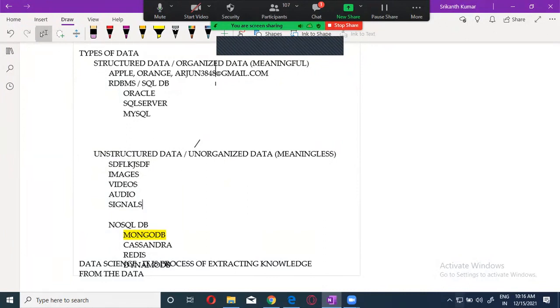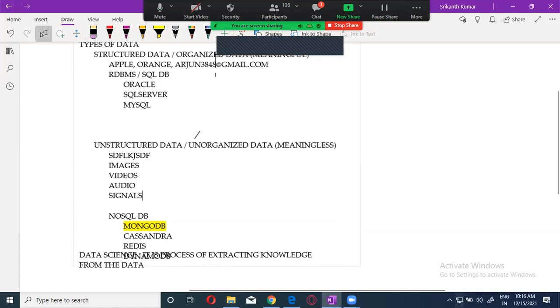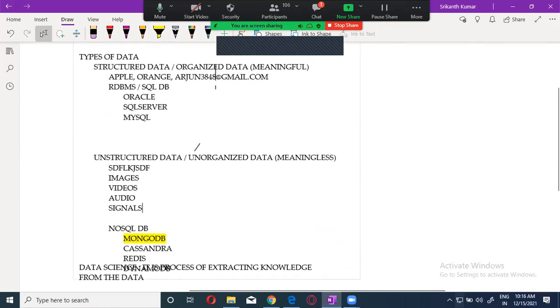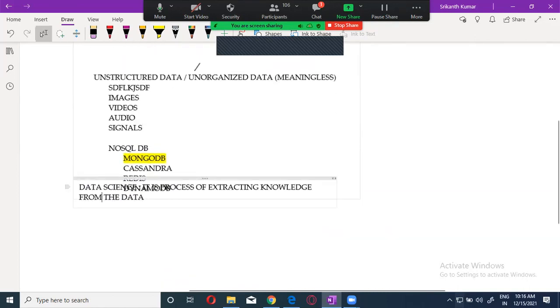Because usually the search can be performed on organized data. Unorganized, we can't do it. So that is really very difficult. That can be implemented by using data science, using deep learning. We are going to see that in the future. Now, this is what it is all about, the types of data and data science, guys.